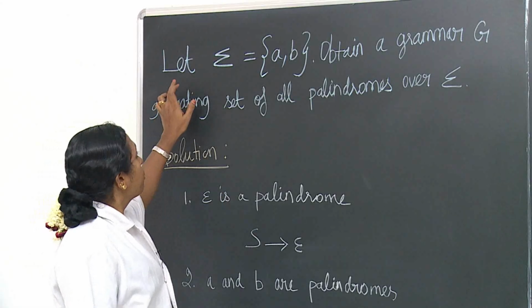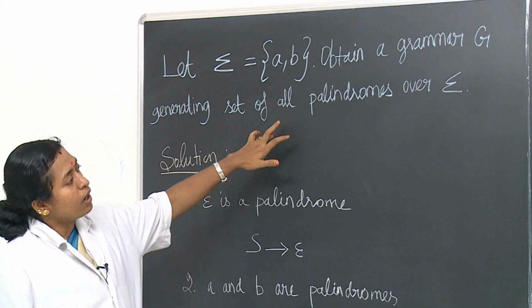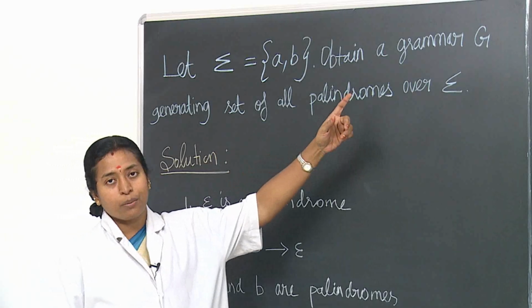Now we can see some of the examples of how we can generate a language from a given grammar.